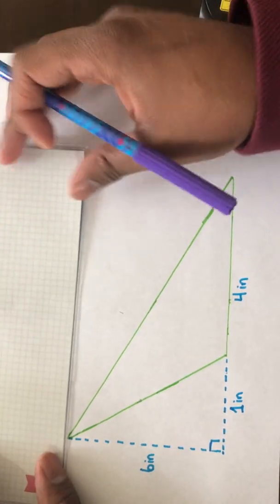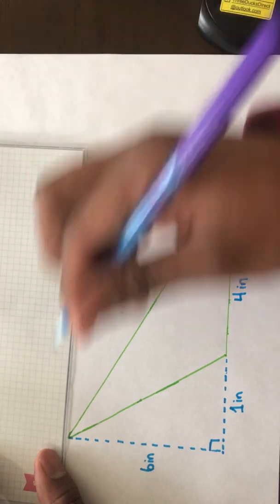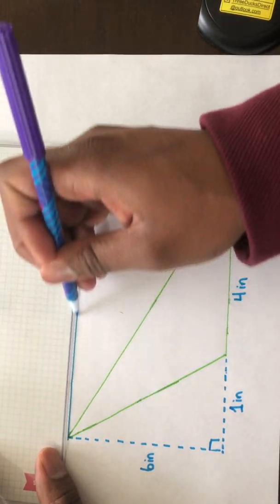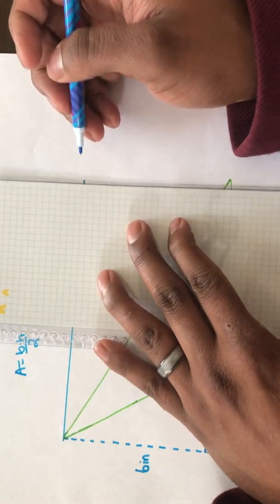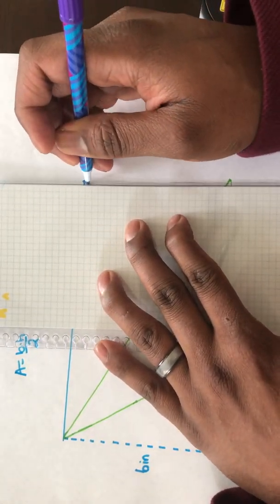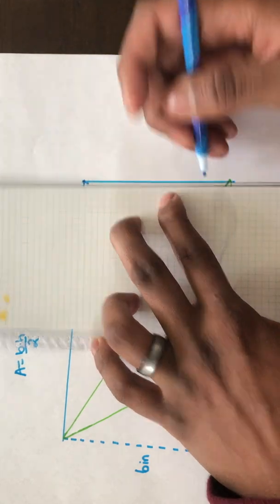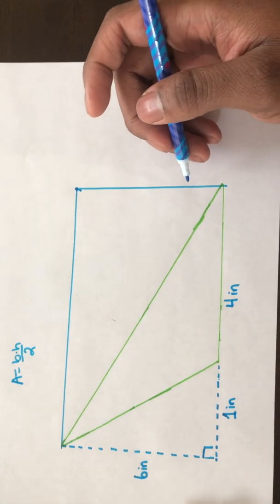Now, if I continue coloring and trying to form this rectangle, I'm going to extend it at the top right here, extend it on the right side over here. Notice it makes our rectangle.